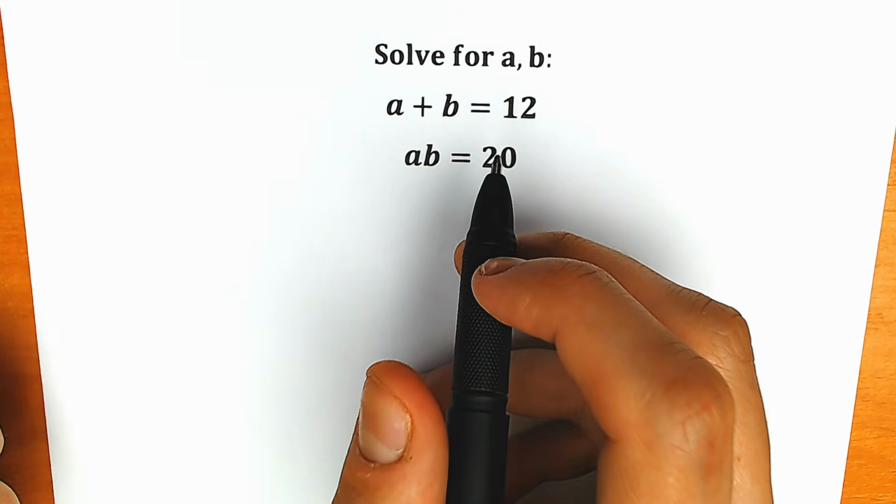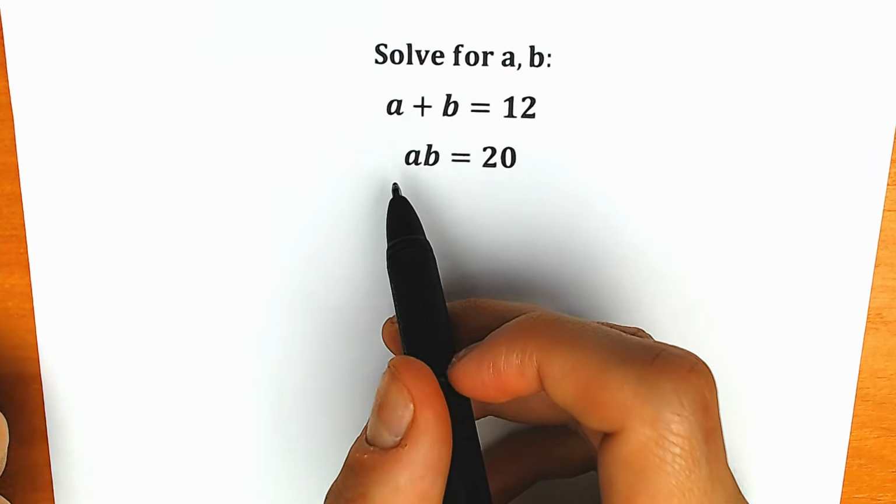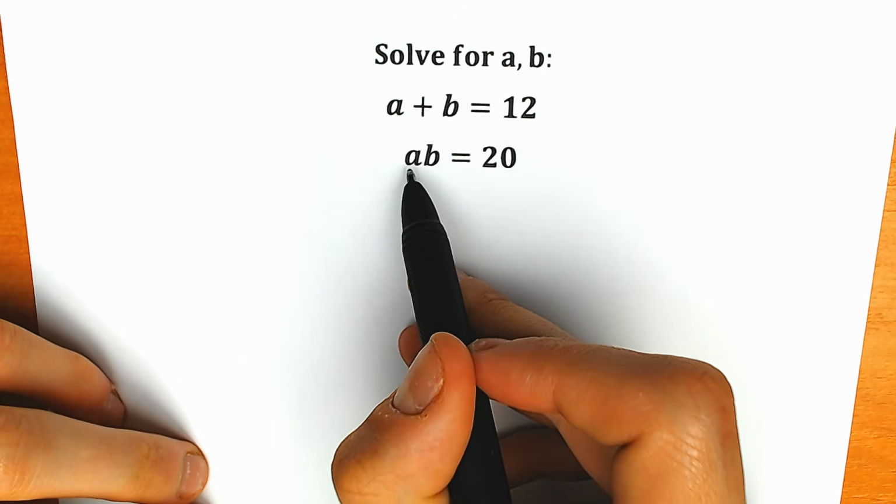Today we have a great, quick and relaxing algebra question. We have a system of two equations: a plus b equals 12, ab equals 20.